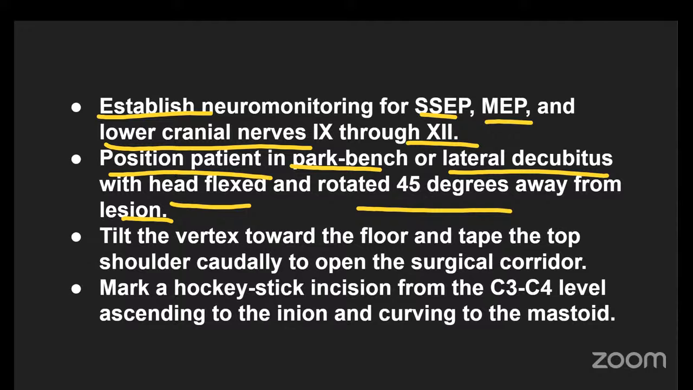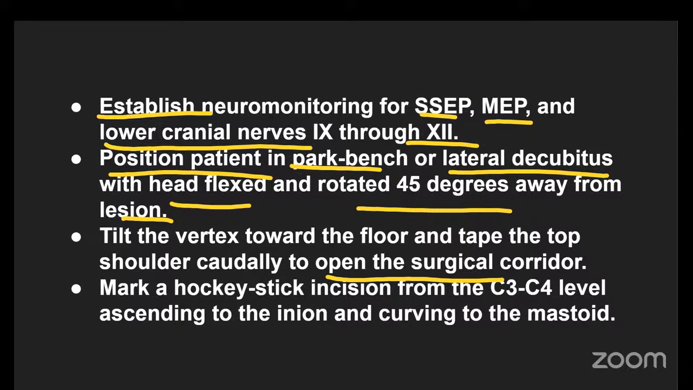Why are we doing it in lateral decubitus position? Because we want to use gravity as our major retraction so that the cerebellum falls towards the floor and we get a very good access on the sideline. The vertex is going to be tilted. Why is that? Because we want to open the surgical corridor. The top shoulder is also going to be taped downwards.